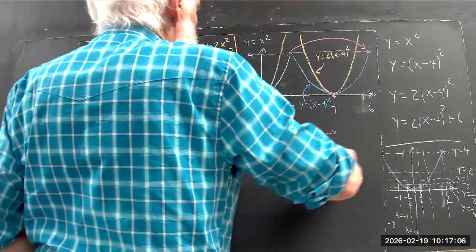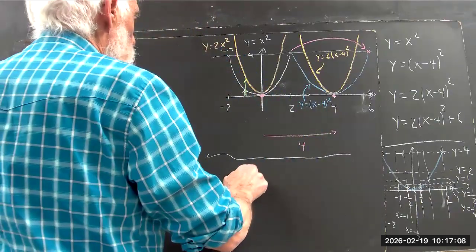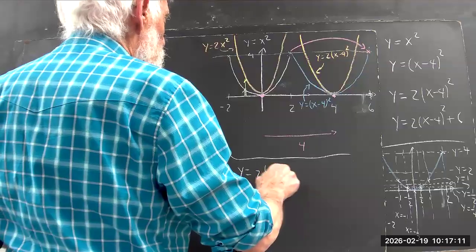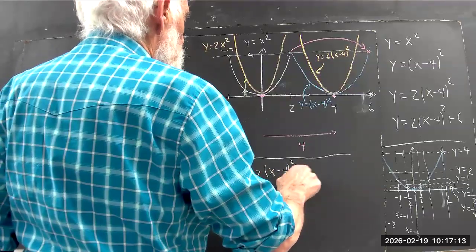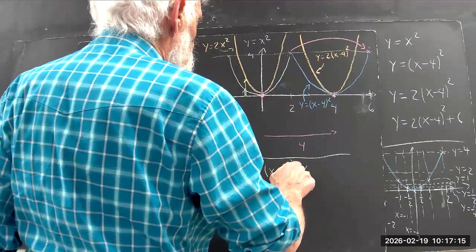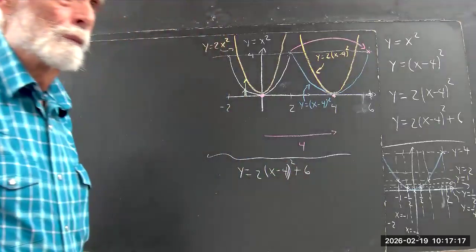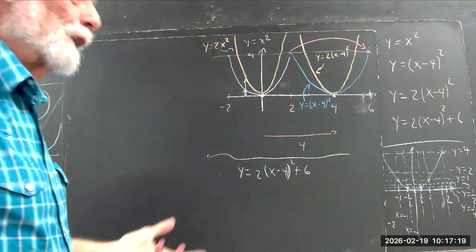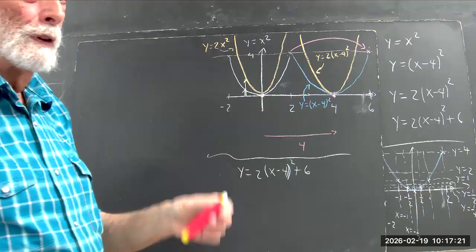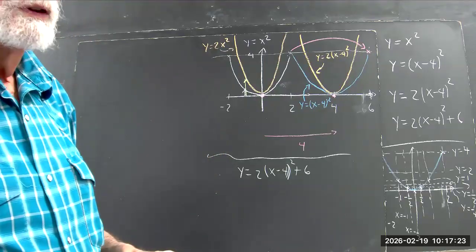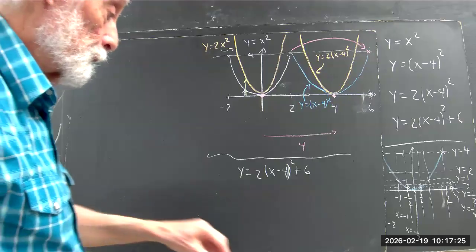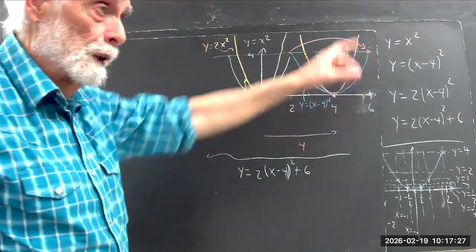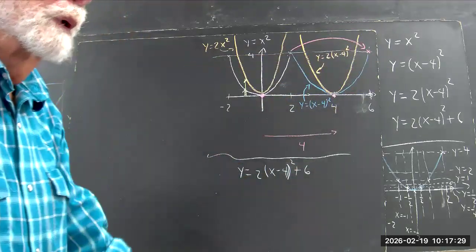Okay, so let's take this y equals 2 times the quantity x minus 4 squared plus 6. Now, I've been talking for a while, but it's all review. So if you didn't understand everything I said, you probably want to spend some time reviewing chapter 1 so you have perspective on this and the transformations, and especially transformations of the squaring function.